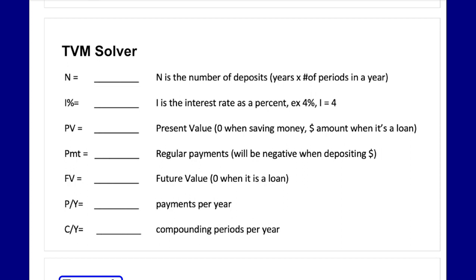For the future value, if we're trying to solve it, or when we start with a certain amount, then again, we solve for it. But when it's a loan, or when we've taken a loan, we put the FV, or the future value, at 0, because in that case, we want to make sure that at the end of the term, the loan is paid off. PY is still the payments per year. CY is the compounding periods per year. Those values are the same as before. So nothing new here really, except for the fact that we're adding in the PMT, or payments.